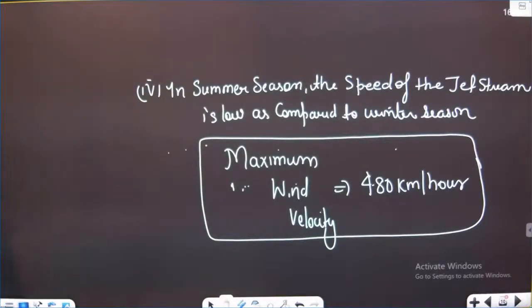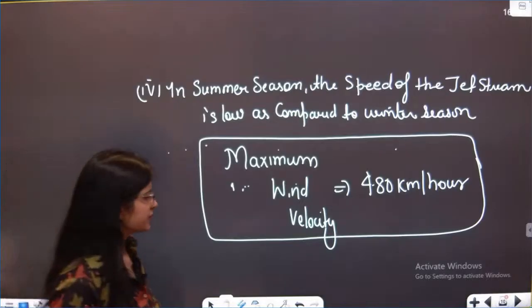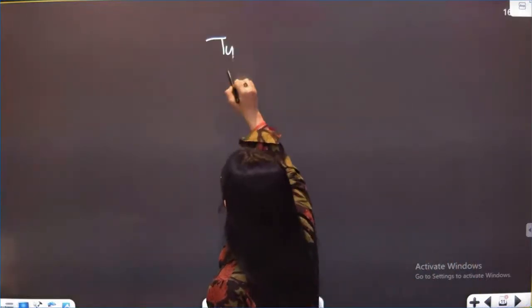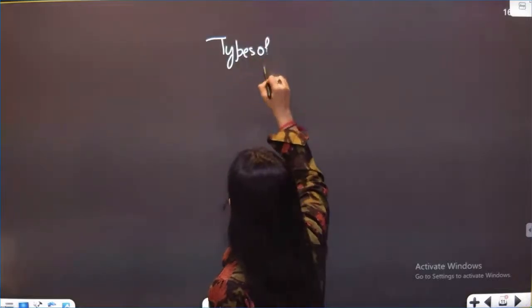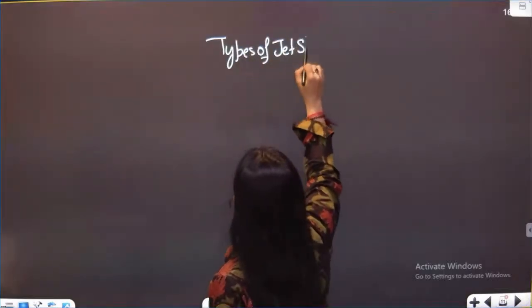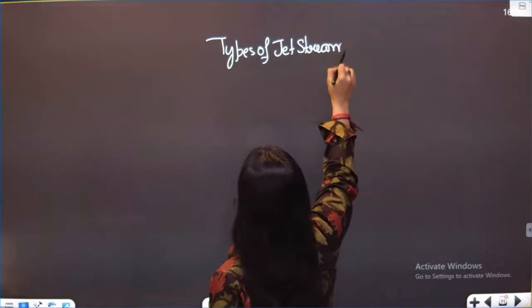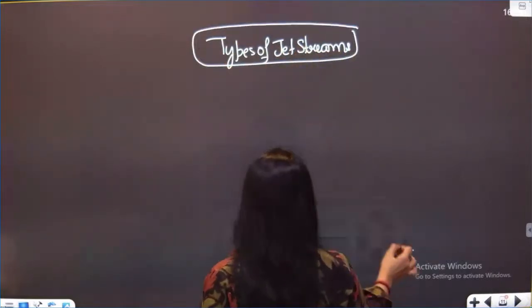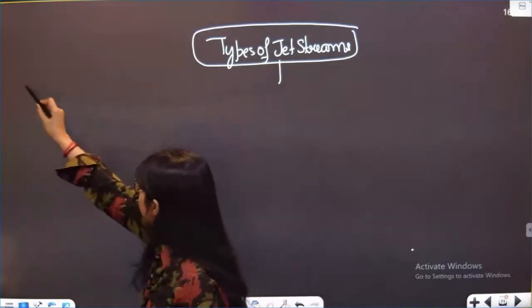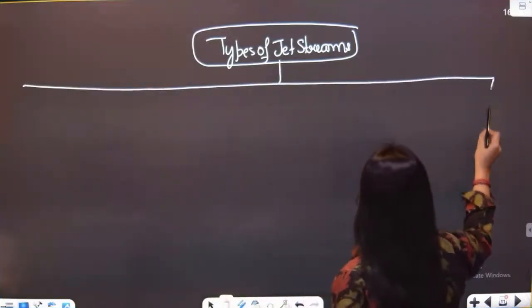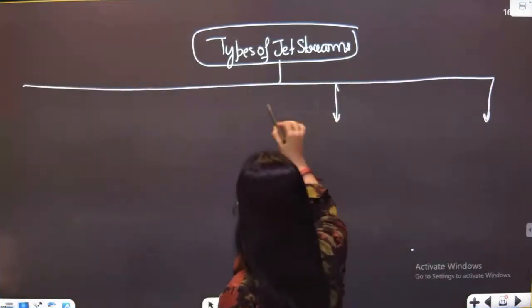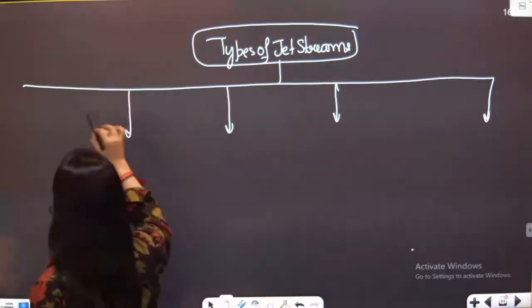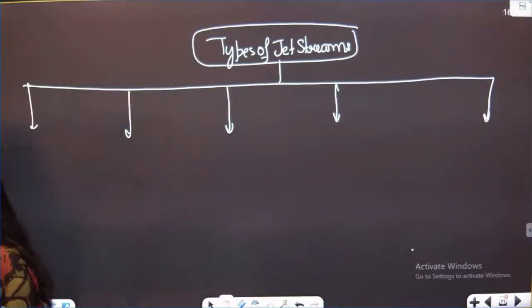All right. Now we'll do the types of jet streams. How many types of jet streams we have? This is the next subtopic of jet streams. Types of jet streams, and then we'll do where they are and what are its type. We'll do it in detail. So what are the types of jet streams that we have? The first one is polar front jet streams.